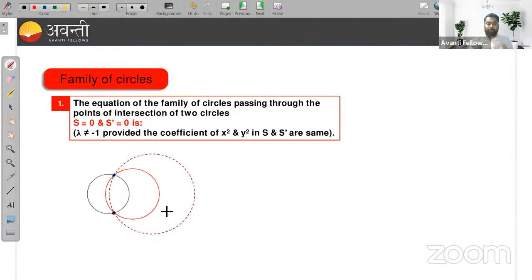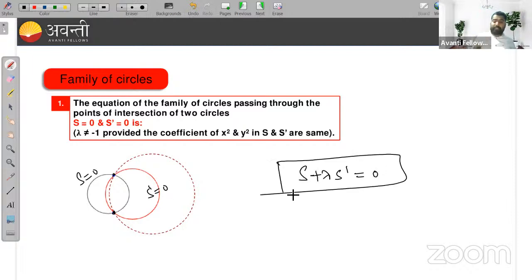Suppose these are the intersecting points of the red circle and the black circle, then passing through these 2 points, how many circles can you get? You can draw an infinite number of circles. So this infinite number of circles is called a family of circles. So what is the equation? If the first is S equal to 0 and the second equation is S dash equal to 0, then the equation of the family of circles will be S plus lambda S dash equal to 0.